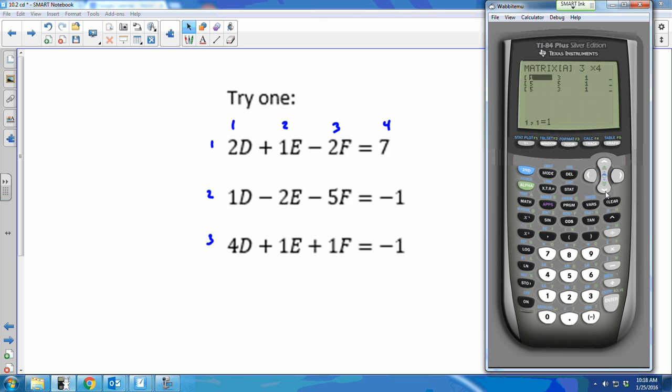Okay, so then we're going to enter all the coefficients in order, like it's written right here. The first equation, we're going to type in 2, 1, negative 2, watch your negatives, 7. Then we're going to do that again for the next equation: 1, negative 2, negative 5, negative 1. And we're going to do that for the next equation: 4, 1, 1, negative 1.